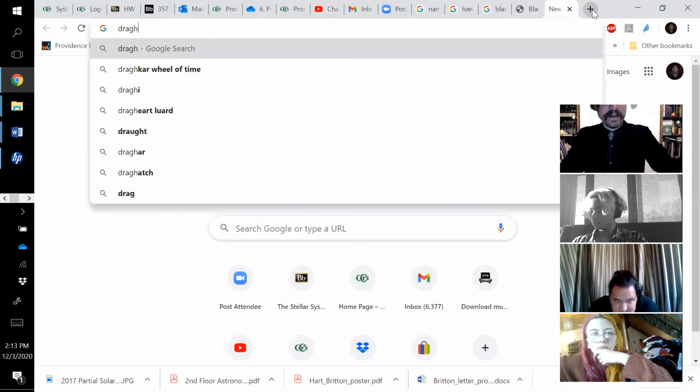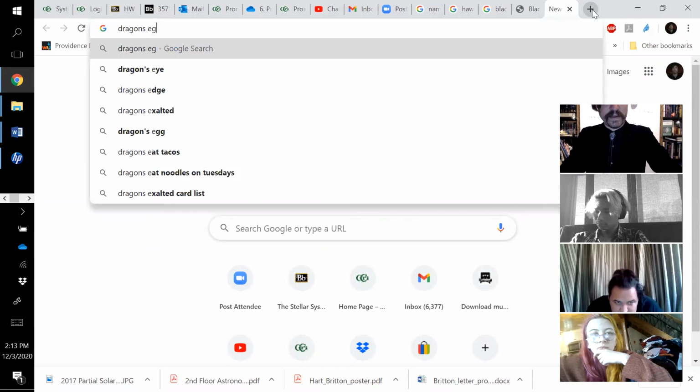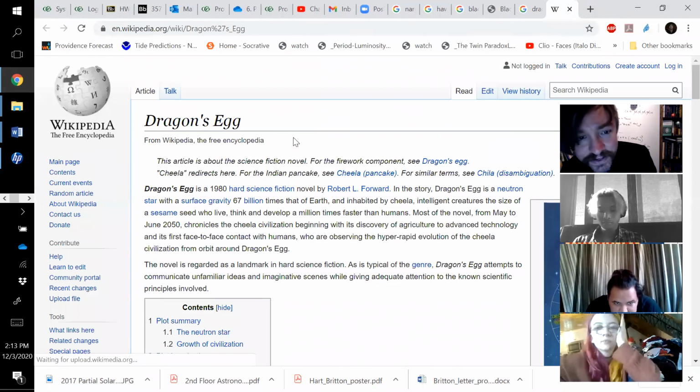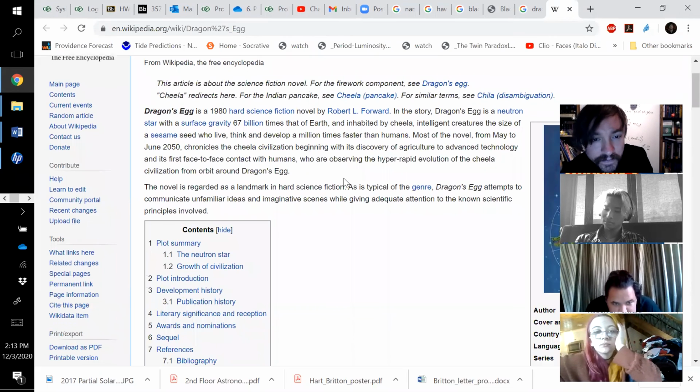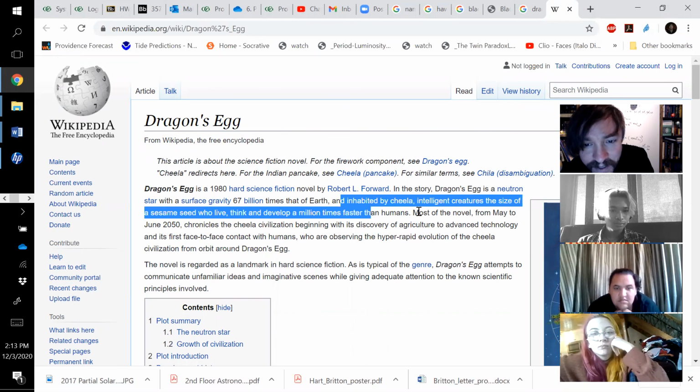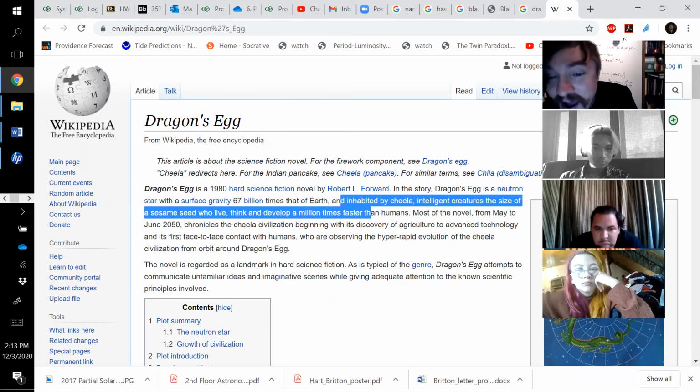Just reading the synopsis on Wikipedia is so hilarious of what happens to the astronomers. A neutron star with a surface gravity 67 billion times of Earth and inhabited by the Chila, intelligent creatures the size of a sesame seed who live, think, and develop 1 million times faster than humans. Why? Because of gravitational time dilation. Like 1 second in deep space is like hundreds of thousands of years for the Chila.